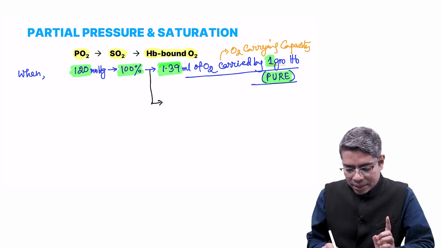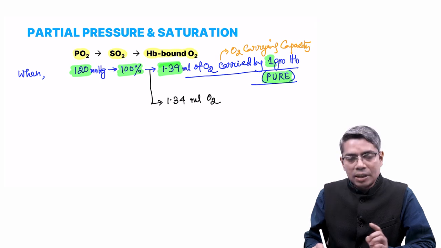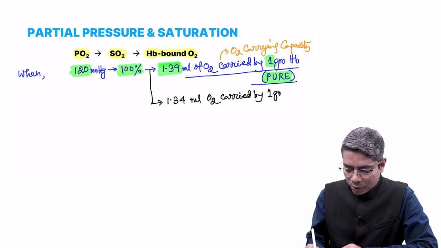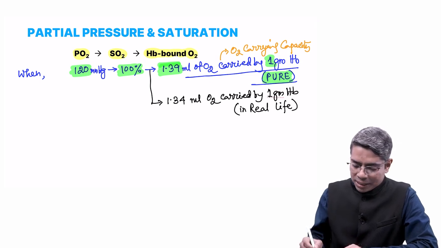So that's why I'm writing here, in case of real life scenario, 1.34 ml of oxygen is carried by 1 gram of hemoglobin. This is in a real life scenario. So this is the value given in Guyton.